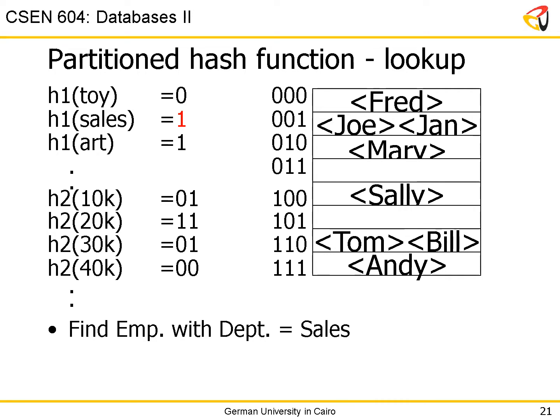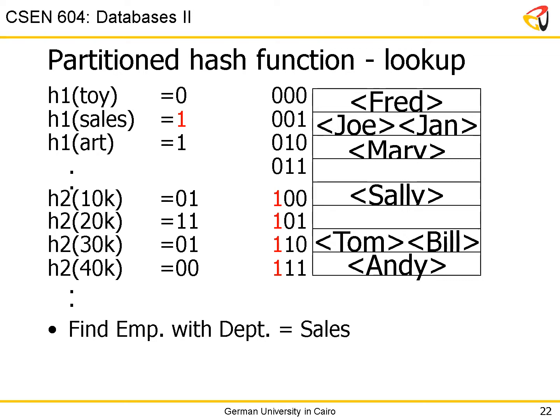This is another example of that. Select star from employee where department equal to sales. So you hash sales, it's a 1. But you're not giving any information or any query about the salary. So what you're going to look for are people who ended up in the sales department, who ended up in all the entries that start with a 1. And this is what I'm referring to. All of these guys are candidates for the answer. They're not the answer, okay?